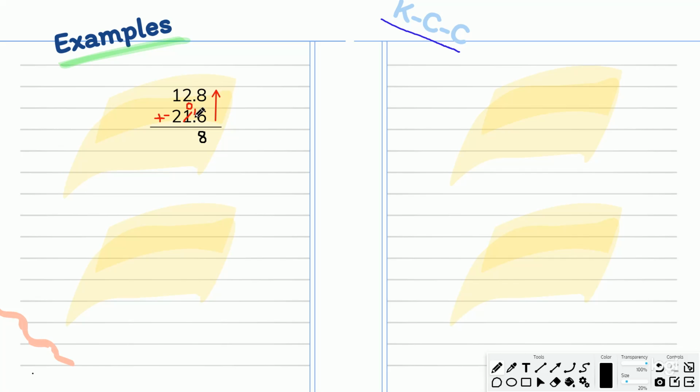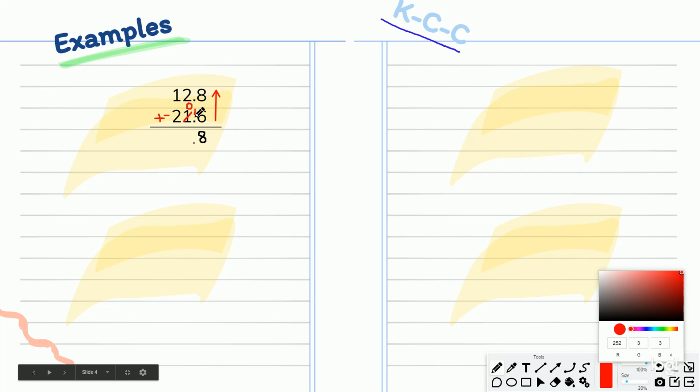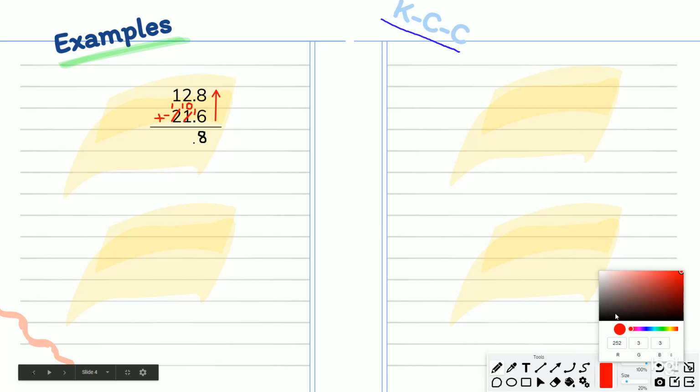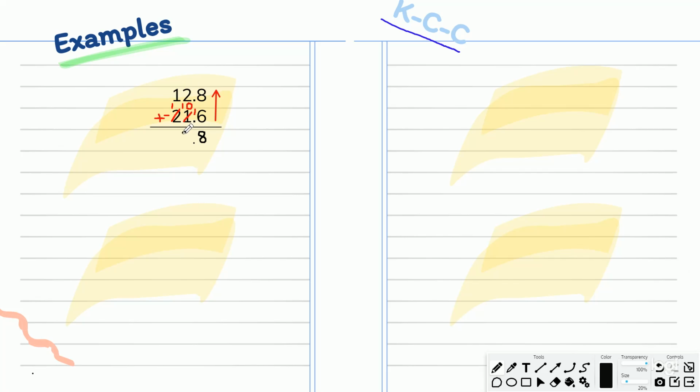Then I'm going to bring down my decimal points. And now I'm going to be doing 0 minus 2, which I also cannot do. So I need to borrow from my 2 here, which makes it a 1, and makes the 0 a 10. And I'm going to be doing 10 minus 2, which is 8 also. And then 1 minus 1 is 0.